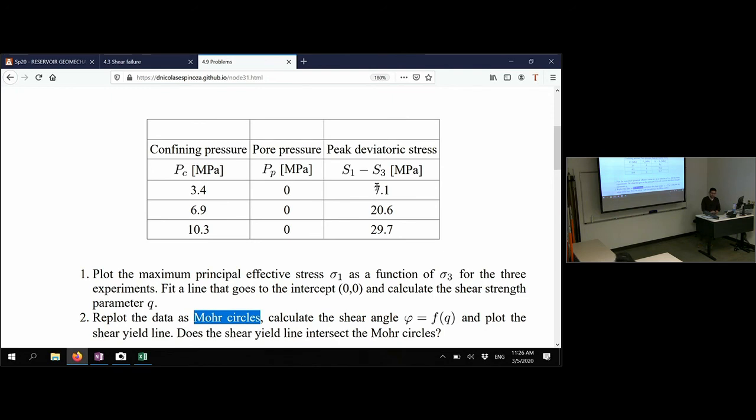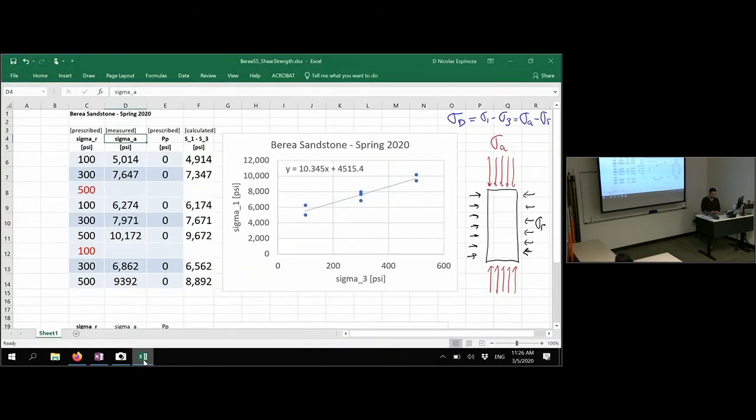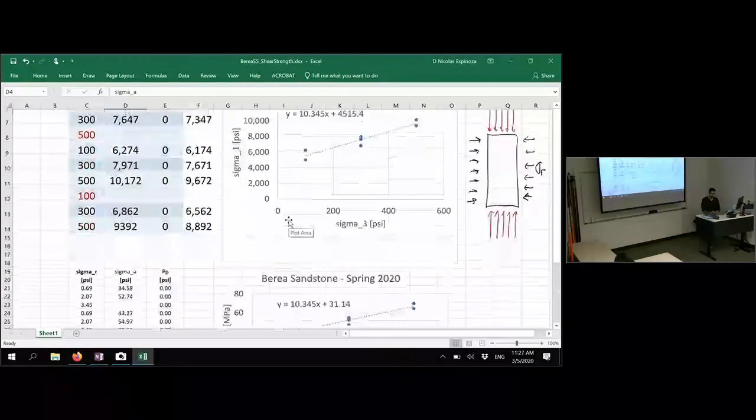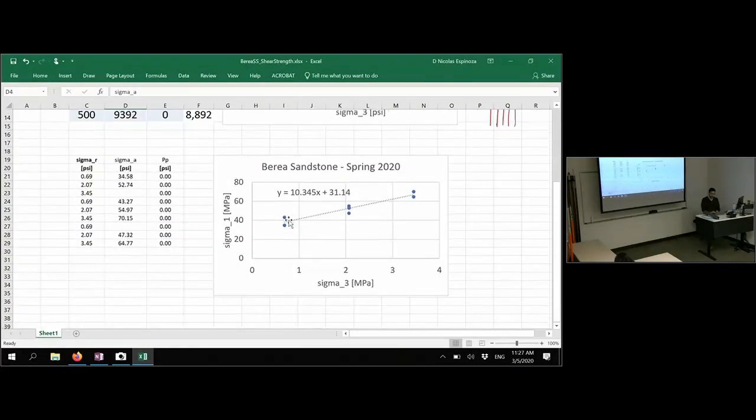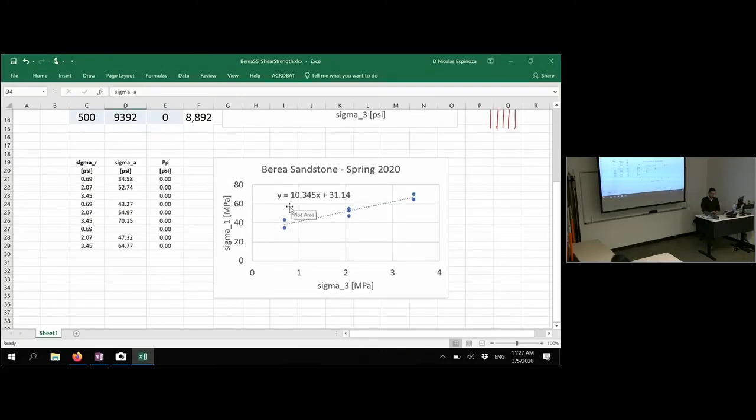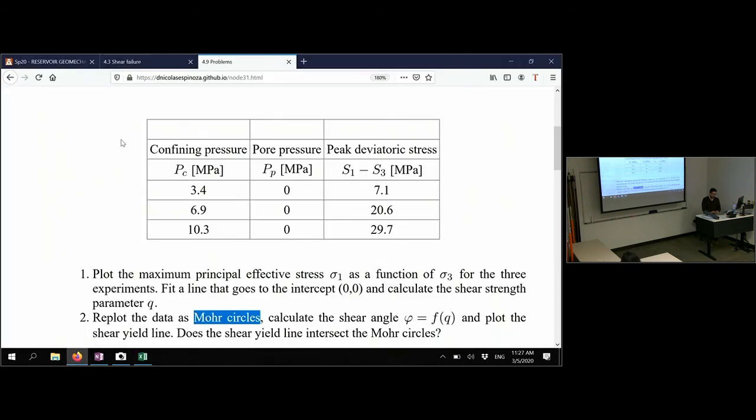All right. One more thing I wanted to do related to this, and just to close this topic about the laboratory, is that we also take a look at this and compare it with data from other rocks. So I converted this also to SI units, and here you see that the UCS for this rock is 31 megapascals, and the friction parameter is about 10.